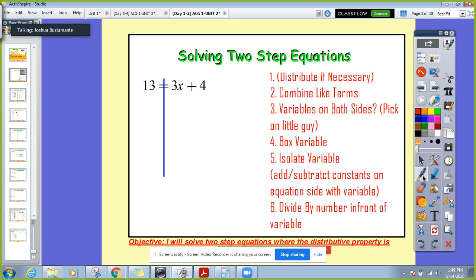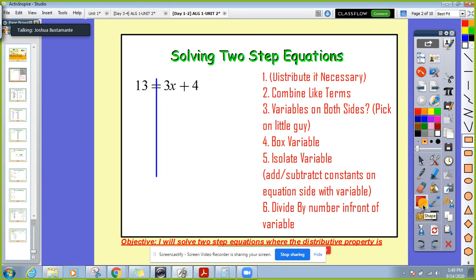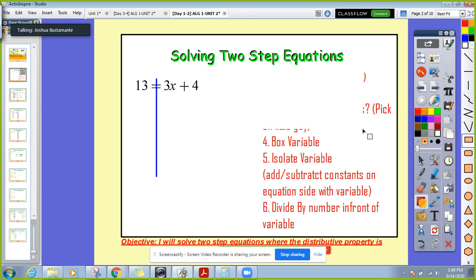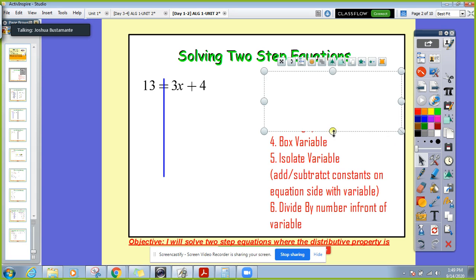Okay, guys, so in this quick example, we're going to learn how to solve two-step equations. The process I have is long and drawn out. There's 6 steps, but for two-step equations, we don't need them all. We're just going to focus on steps 4 through 6. So it's going to be a little easier on our part, okay?